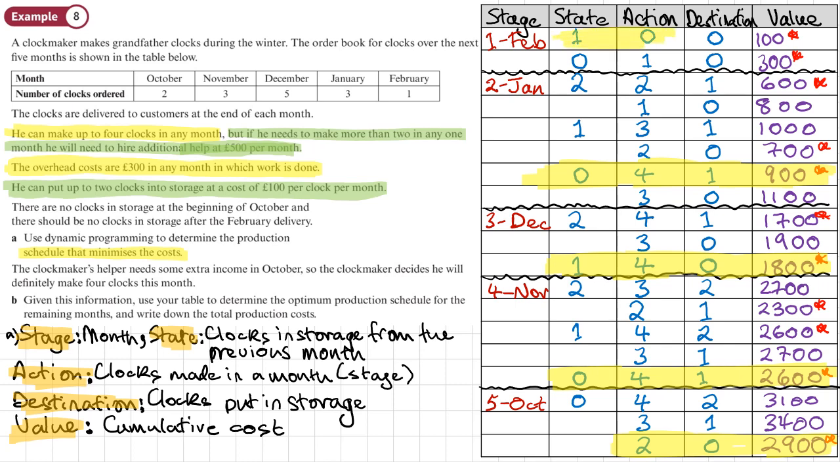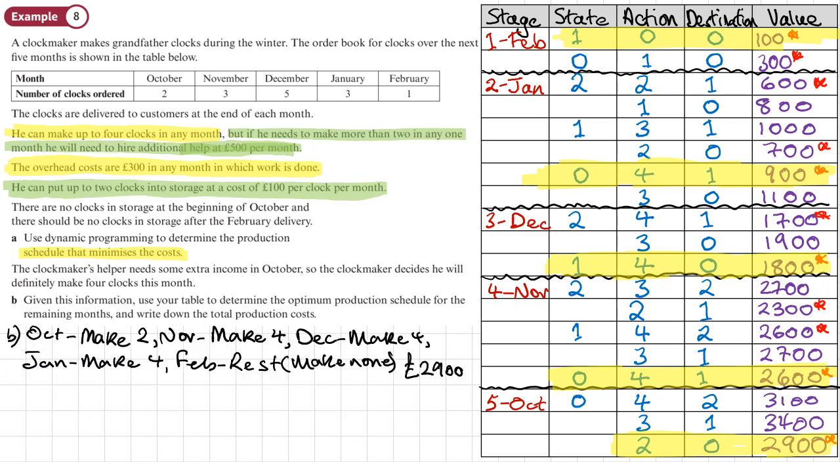So putting that all in words, you want to make 2 in October, which is here, make 4 in November, another 4 in December, another 4 in January, and you don't need to make any in February, and that will be a cost of £2,900.